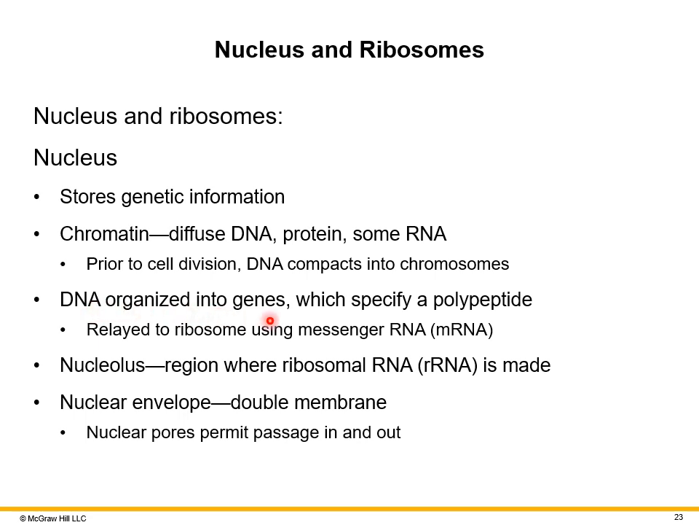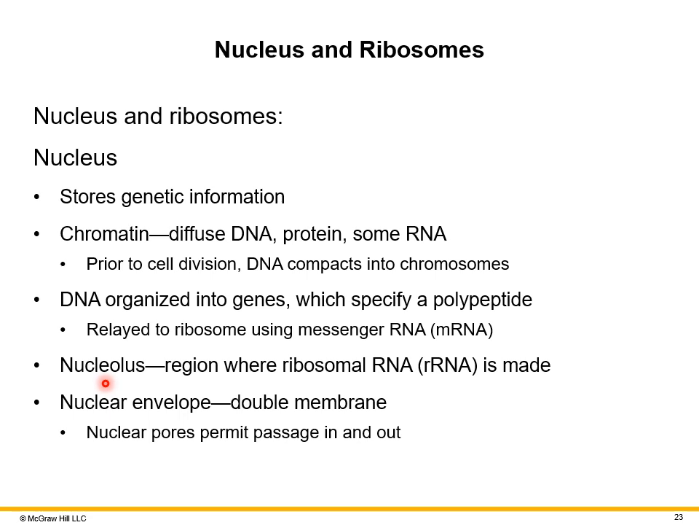DNA is organized into genes, and genes are basically just sections of the DNA that code for, or express, or in this case specify, a certain polypeptide or a protein. And so the information from the DNA ultimately is sent to the ribosome in the form of mRNA, messenger RNA. And the ribosomes are going to read the message from the mRNA to create the amino acid sequence or the polypeptide.